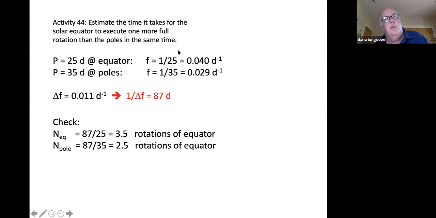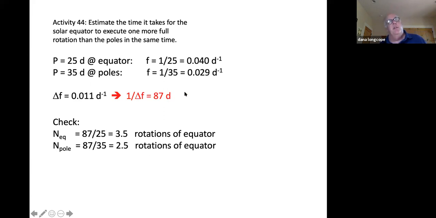So if I convert those to frequencies, I just take the reciprocal, what you're really looking for is the difference of those frequencies. If I lock myself to one frequency, then what I observe is the other rotation at a different frequency. And the difference between those two, you can even do this in your head, it's 0.011. Taking the reciprocal, you might not be able to do in your head, but it's 87 days.